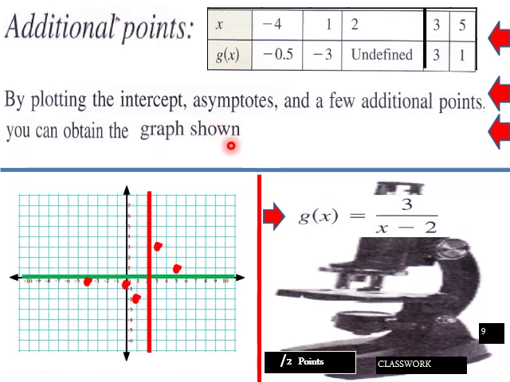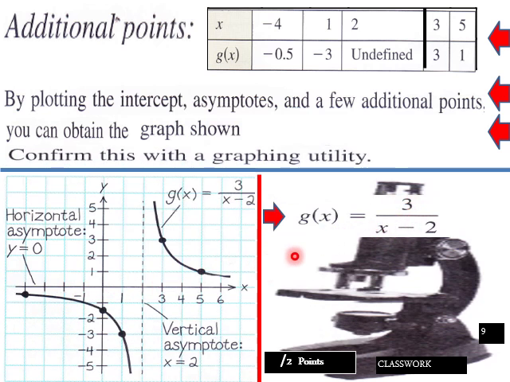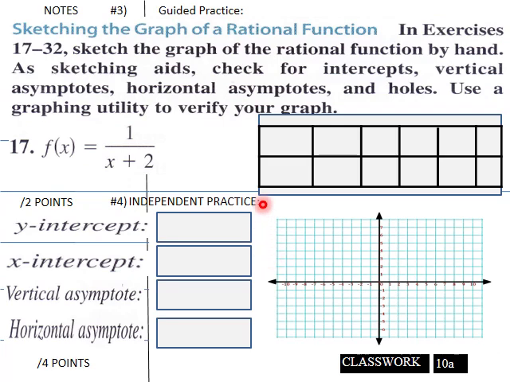So by plotting intercepts, asymptotes, and a few additional points, you're going to obtain the graph shown. So here is a more accurate representation of this function. So your horizontal asymptote would be y equals 0. And your vertical asymptote is when x equals 2. And we get our horizontal asymptote because the degree of n is less than the degree of d. So confirm this with a graphing calculator, and of course you will. Let's go into our example now.